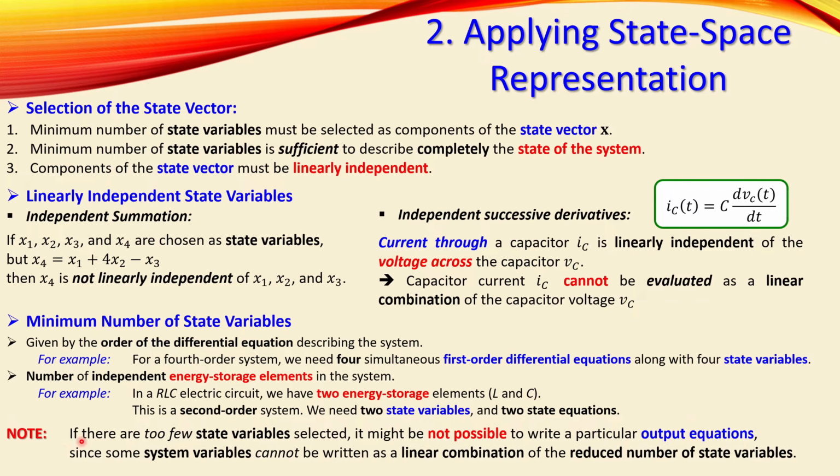Okay, so if too few state variables are selected, it might not be possible to write the particular output equations, since some system variables cannot be written as a linear combination of the reduced number of state variables. So we have reduced our state variables from, let's say, 4 to 3, and it might be the case that you cannot express the output equations in a particular form. That is the condition here. So we need to have the minimum number of state variables.